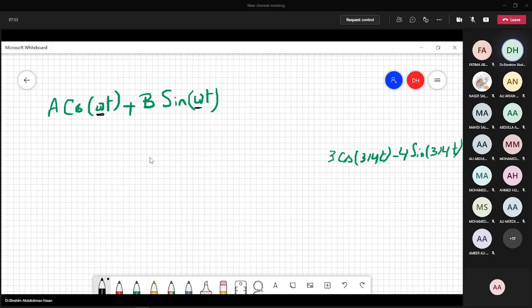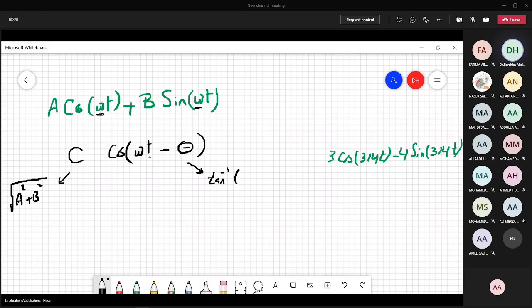Okay, except that it is different in magnitude. Cosine same omega minus theta. What is C? C is just the square root of a square plus b square. And what is theta? It is tan inverse of b divided by a. But it is a pure sinusoid, so you can write it in terms of cosine or sine, whichever you want.